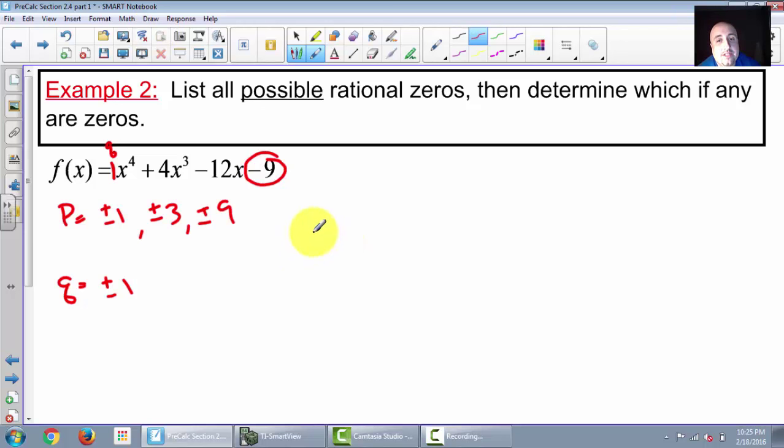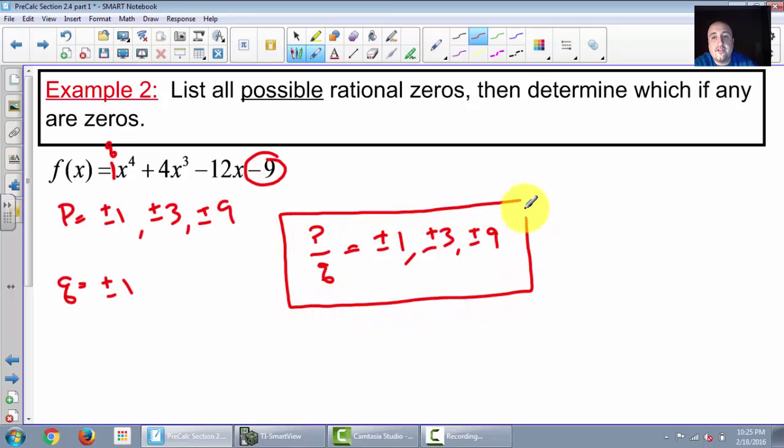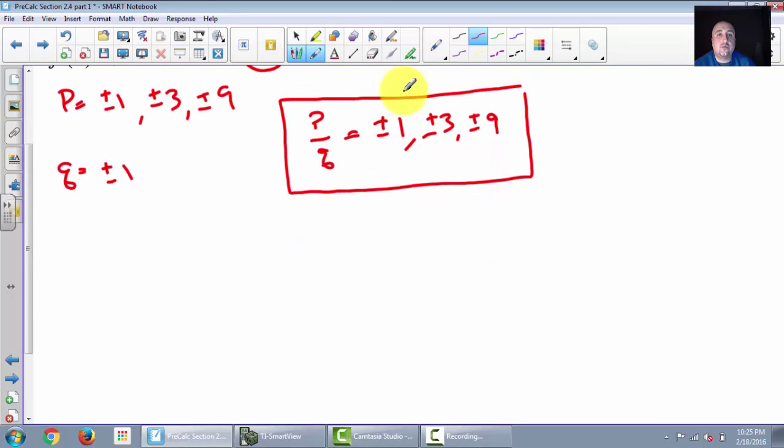Okay, our list of our possibles is P divided by Q. So we're going to take all of our P's and divide them by all of our Q's. So 1 divided by 1 is just 1, so plus or minus 1. 3 divided by 1 is 3. And 9 divided by 1 is 9. Okay, so here are the only possible real zeros for this particular problem. Second part of the question says then determine which ones are zeros. So that's what we're going to try.